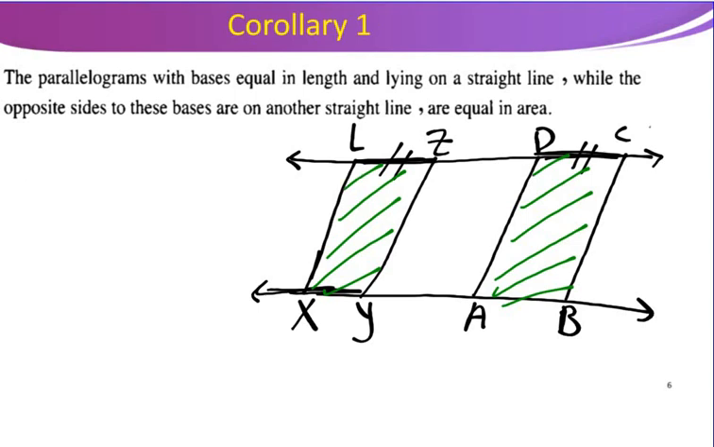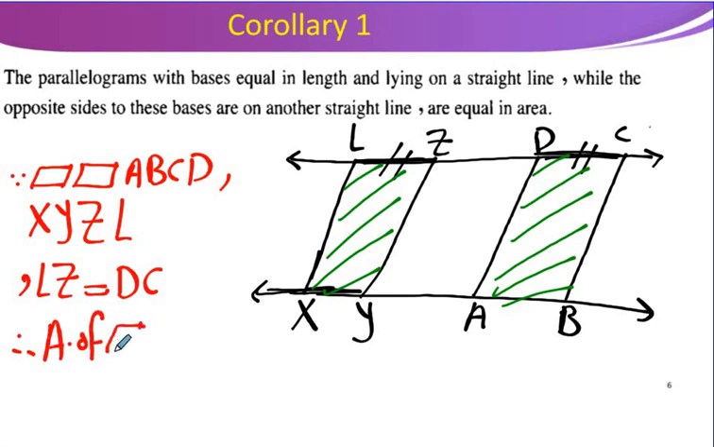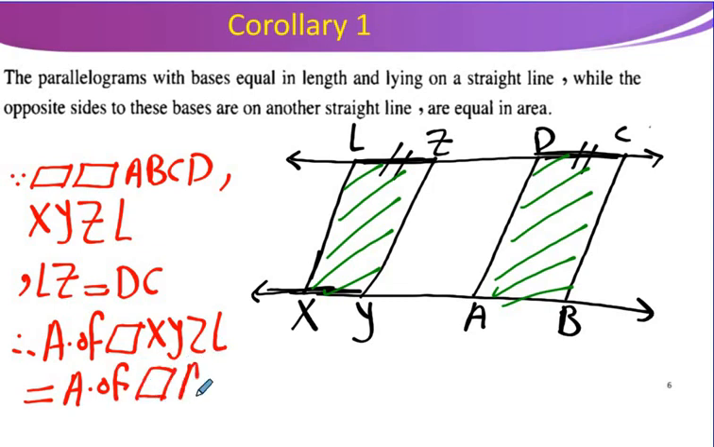Why? Again, since the two parallelograms A, B, C, D and X, Y, Z, L have equal bases, and LZ equals DC, then you can say that the area of parallelogram X, Y, Z, L equals the area of parallelogram A, B, C, D.